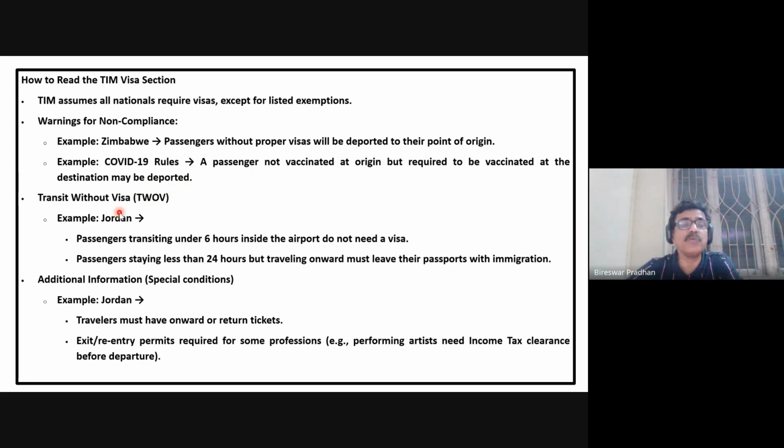And transit without visa. Example: Jordan. Passengers transiting under 6 hours inside the airport do not need a visa. Passengers staying less than 24 hours but traveling on must leave their passport with immigration. Additional information, special conditions. Example: Jordan. Travelers must have onward or return tickets. Exit or re-entry permit is required for some professions, that is, performing hours, and income tax clearance is needed before departure.